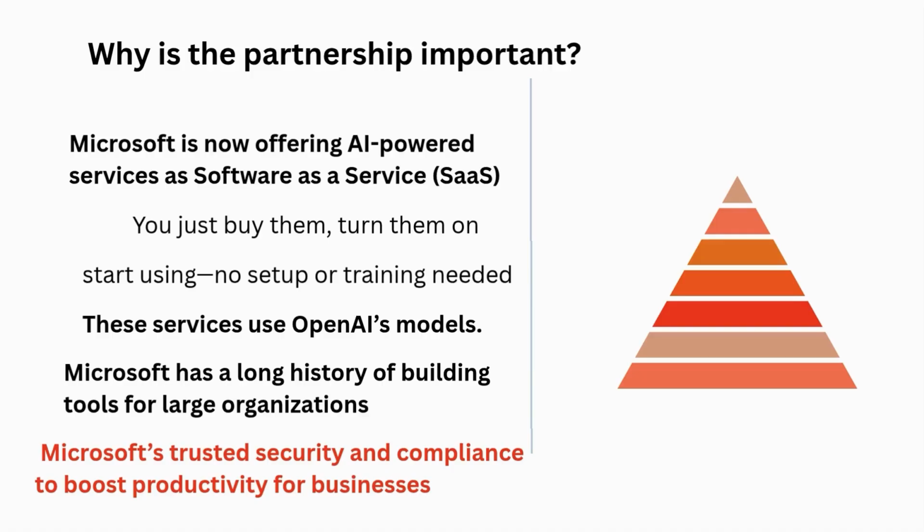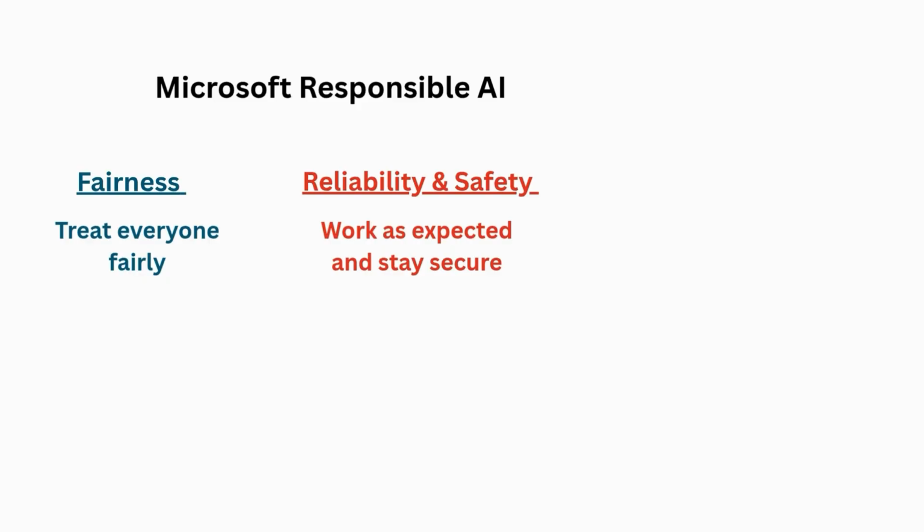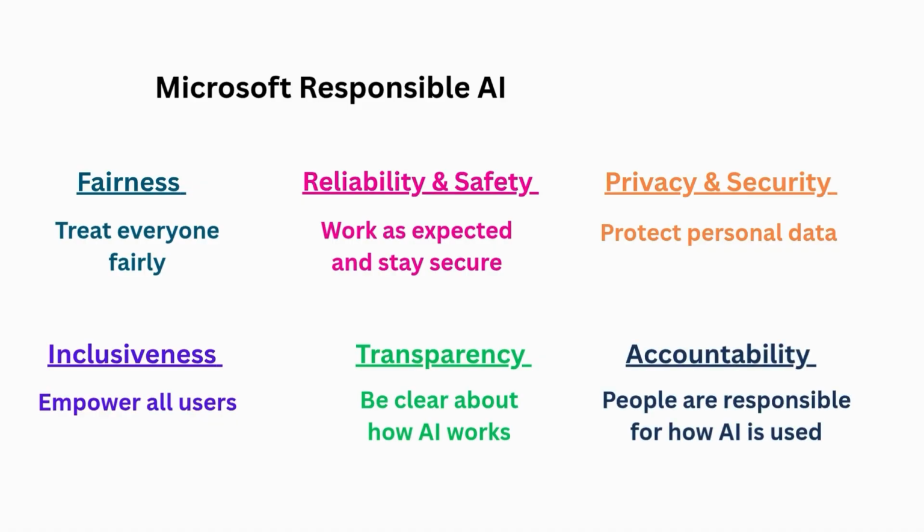5. Microsoft's responsible AI principles. Microsoft ensures that its AI tools follow a framework of ethical responsibility. Fairness: AI systems must treat everyone equally. Reliability and safety: AI should work as intended and be safe to use. Privacy and security: protect users' personal data and ensure privacy. Inclusiveness: AI should empower every individual. Transparency: be clear about how AI systems make decisions. Accountability: developers and companies must be responsible for AI outcomes.